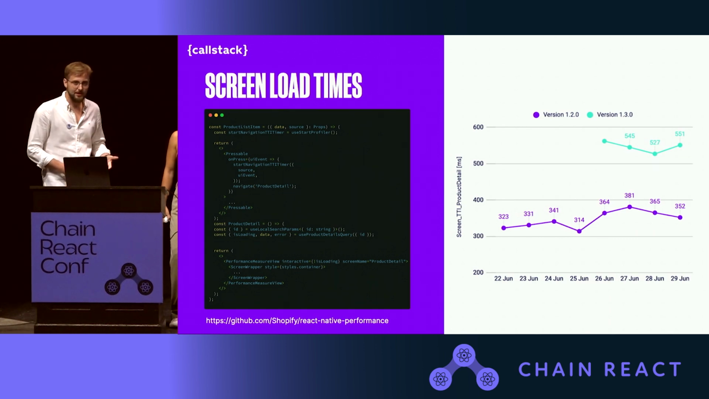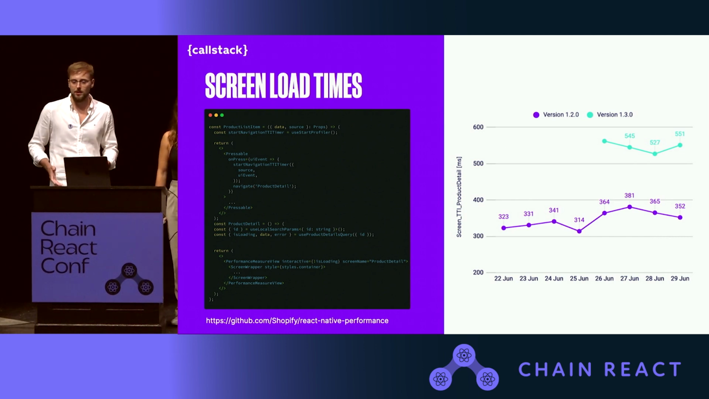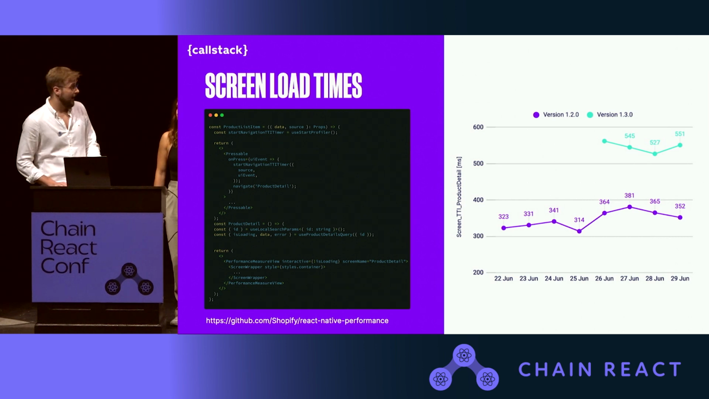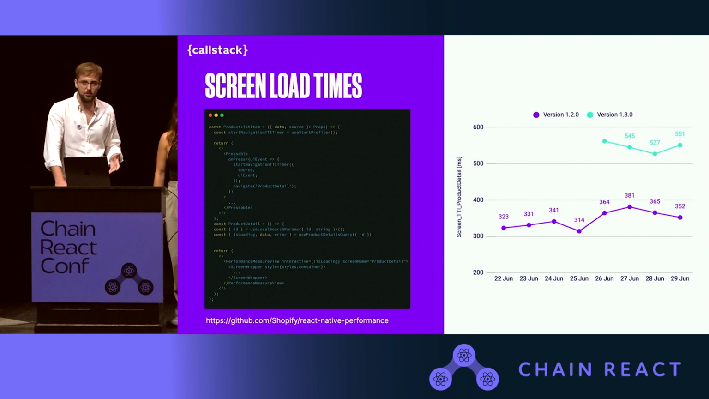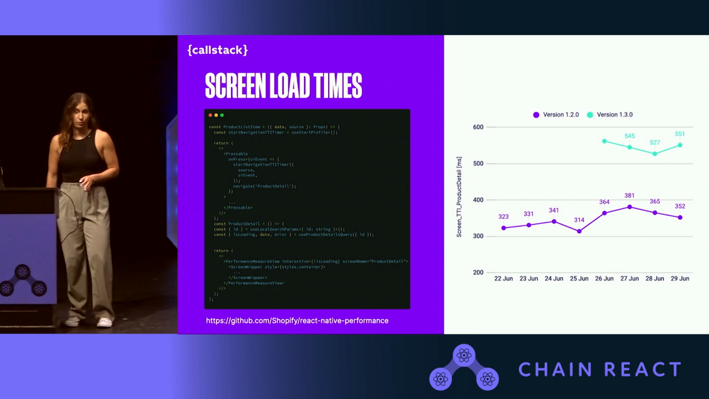And thanks to the amazing library from Shopify, we can accurately measure how long it takes for the user to wait until the screen becomes fully interactive. And as we can see on the chart, there has been a regression in the recent version, driving the load times for the product details screen up. That's not great, but at least we know where to look.